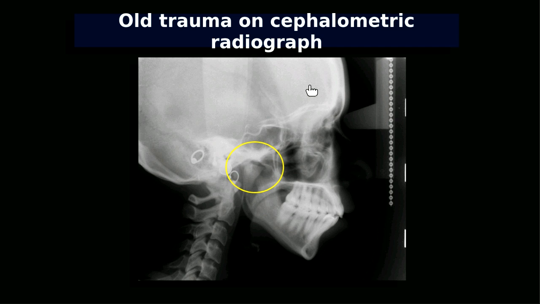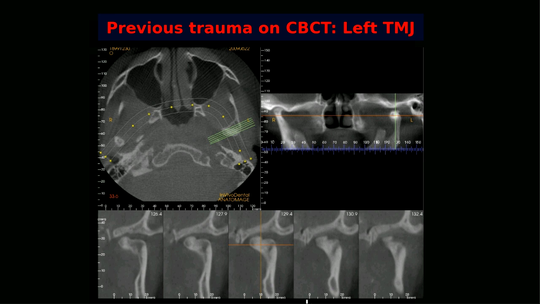If you have a previous trauma, you want to know on the lateral ceph, you will know there's a flattening and there's a little bit of osteophyte formation in that area. That's pretty good information, but it doesn't give the entire information. So you have a CBCT scan. If you have a CBCT scan, this is a TMJ view.